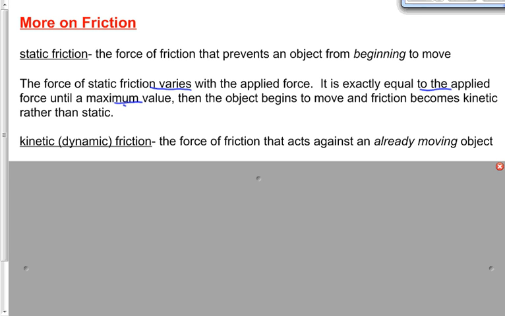So I pushed with 2 newtons on Tyler's desk, didn't move. Friction was 2 newtons. Static friction was 2 newtons. Pushed with 10 newtons, didn't move. Static friction was 10, opposing the force that I pushed with. Pushed with 20, didn't move. Static friction must have been 20. Pushed with 21, it moved. It's no longer static friction, it's kinetic friction. It's now the force of friction that acts against an already moving object.